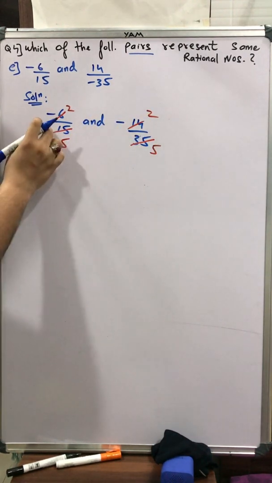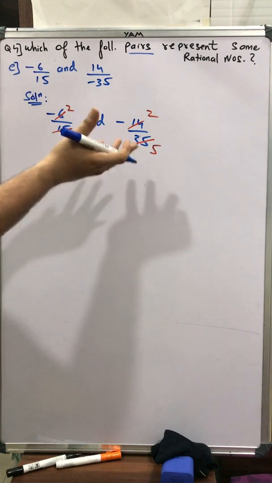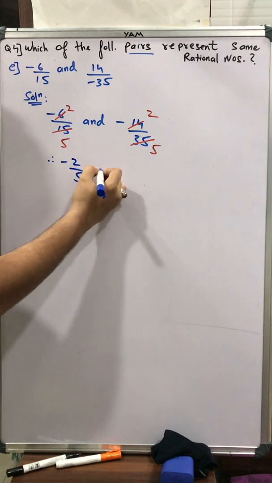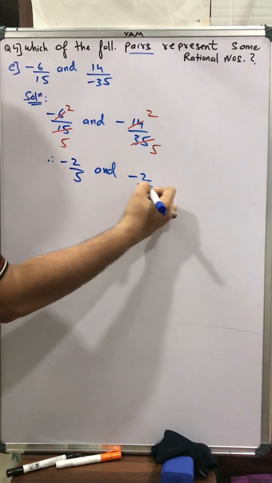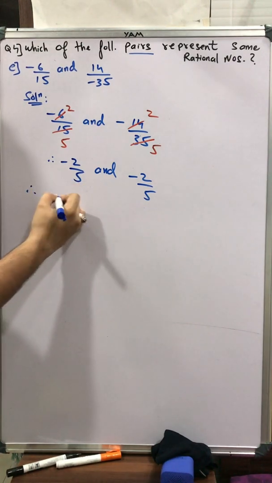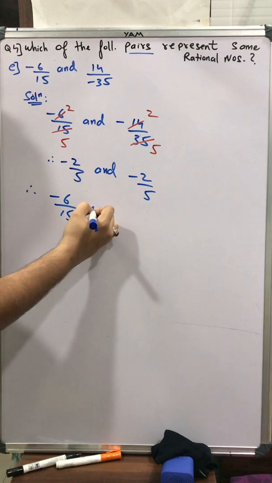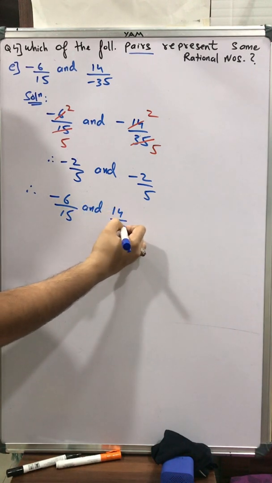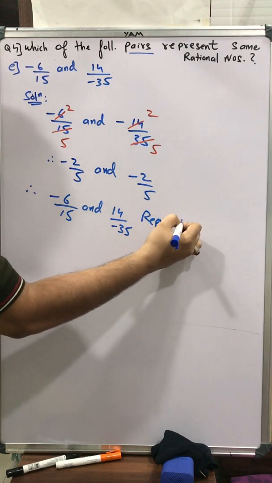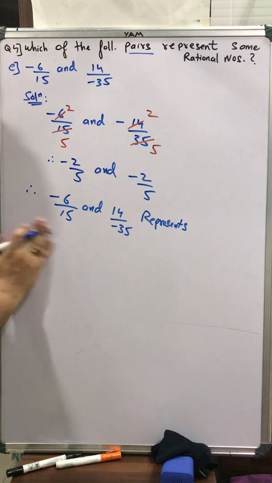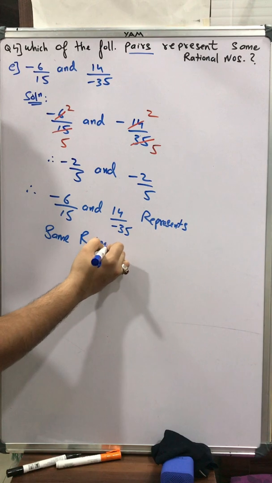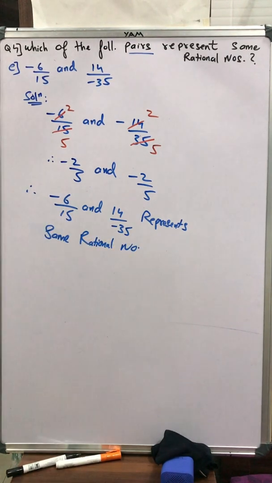Therefore, can I say both the rational numbers are the same? Yes. So here it comes minus 2 upon 5 and here also minus 2 upon 5. Therefore, we will write the final statement: minus 6 upon 15 and 14 upon minus 35 represent the same rational number. Please do it students.